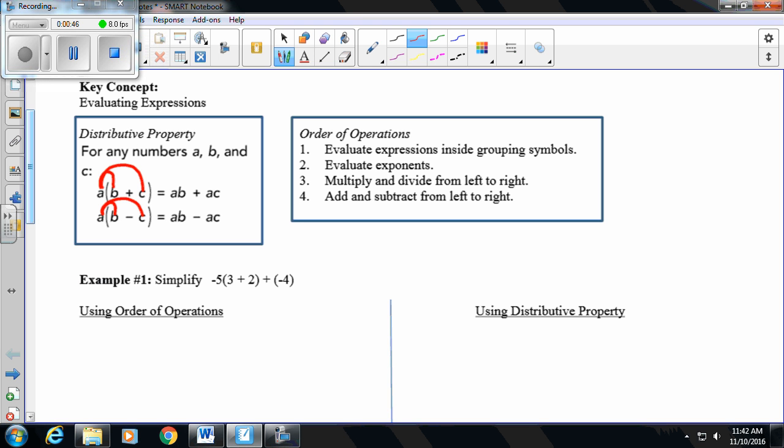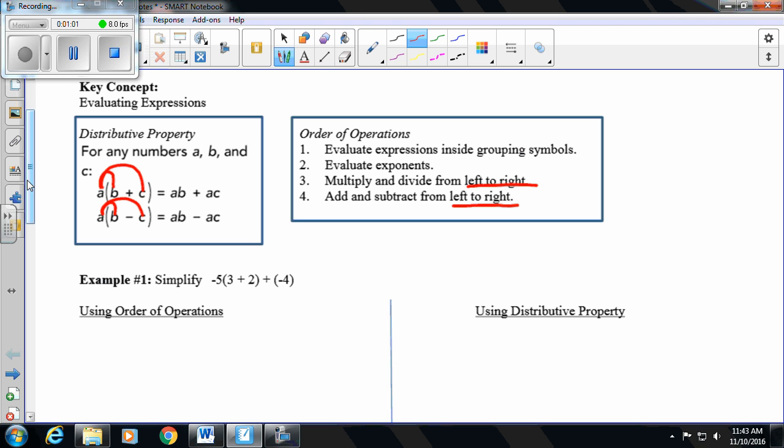And the order of operations. First, we're going to evaluate expressions inside the grouping of symbols. Then we're going to evaluate the exponents. Then we're going to multiply and divide from left to right. Then we're going to add and subtract from left to right. And that is important when we have to go from left to right.